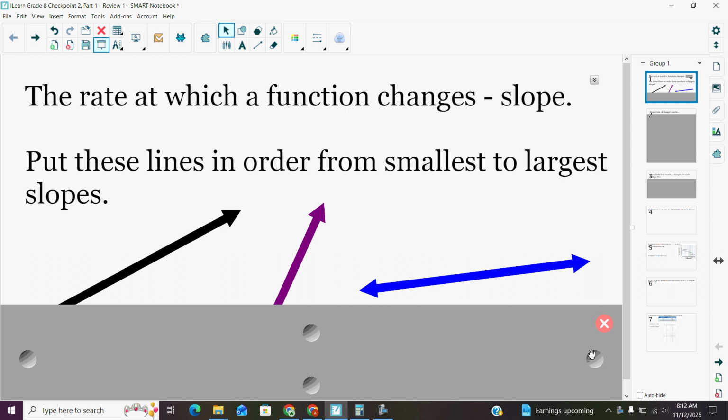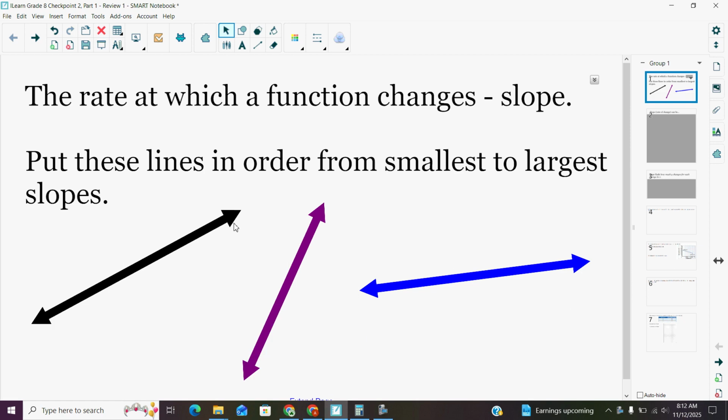So slope, rate of change, we want to think through, okay, I've got 3 lines here. If we're talking about the rate at which these functions change, we're looking at how quickly they're going up as we read the graph from left to right. So we are asked to put the lines in order from the smallest to the largest rate of change, or smallest to largest slope.